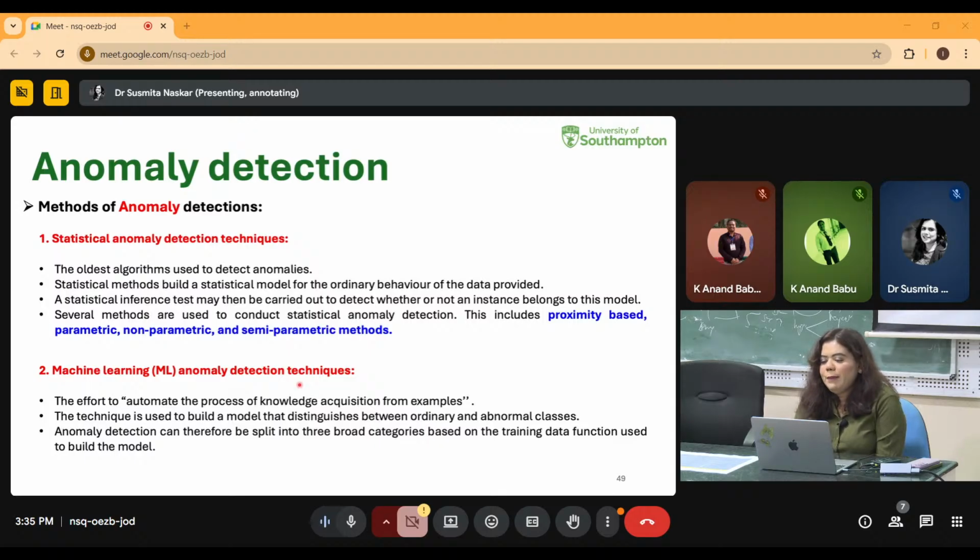They work by building a statistical model of what normal data could possibly look like. Once the model is established, a statistical inference test is applied to check whether a new data point belongs to the normal data, or does not look like normal data. That's how we generally identify whether there are any anomalies. So statistical anomaly detection is the simplest, oldest, and most used method from the past many years. This approach includes a variety of methods: there are proximity-based methods, parametric-based methods, non-parametric-based methods, and semi-parametric-based methods, depending on what parameters you have.